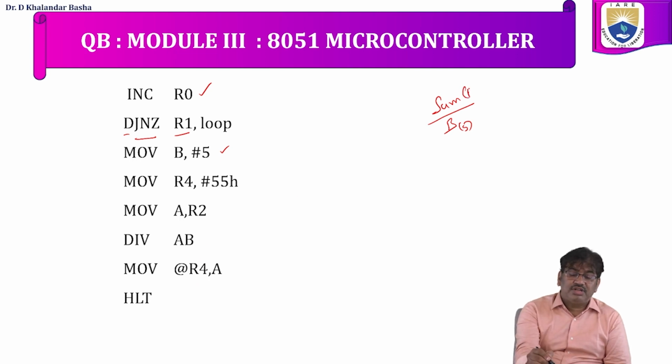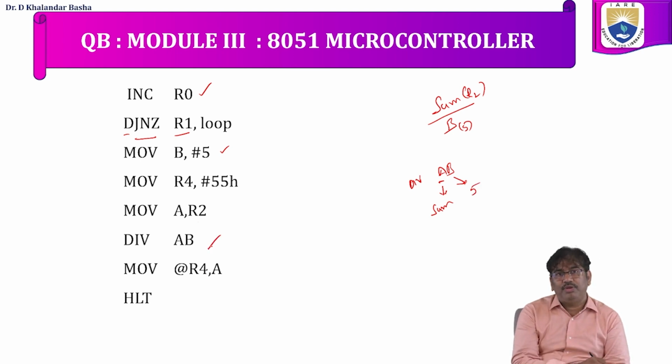The sum which is in the R2 register will be loaded back into the accumulator, because for division the syntax of the instruction is DIV AB. The dividend, which is the sum, we have to load into the accumulator. B is the divider, which is equivalent to 5. Then give DIV AB. So after division, the quotient will be there in the accumulator. So that we are going to load into the target memory location, which is nothing but 55H. Then we can terminate the program by using the HLT instruction.